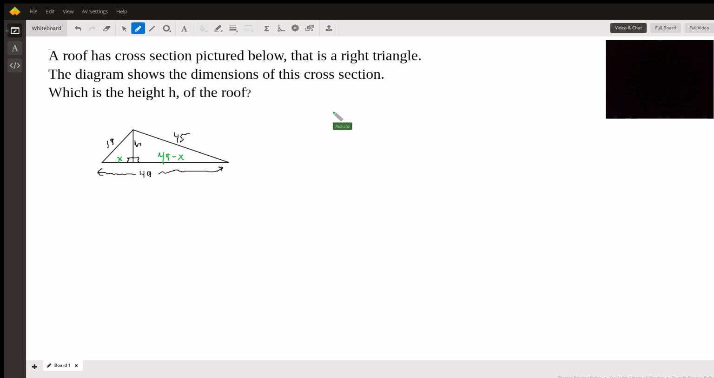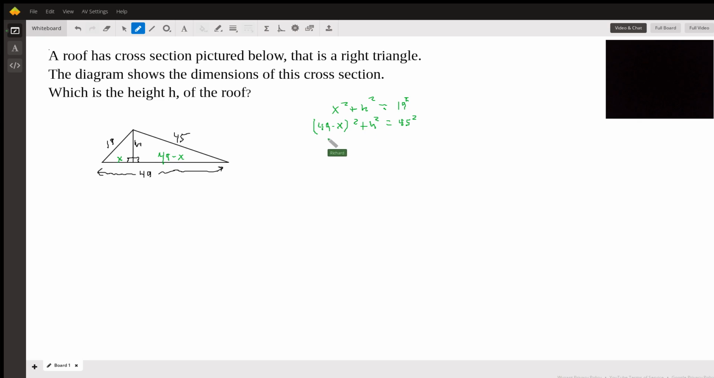Based on that, now I can write X squared plus H squared equals 19 squared. That's from the left-hand triangle. And from the right-hand triangle, I can write (49 minus x) squared plus h squared equals 45 squared.